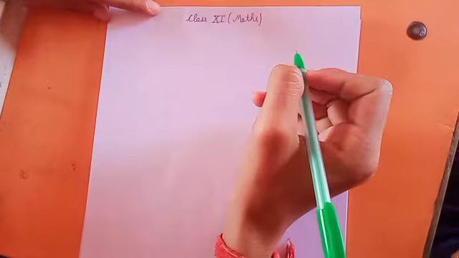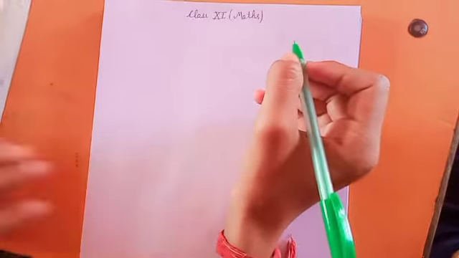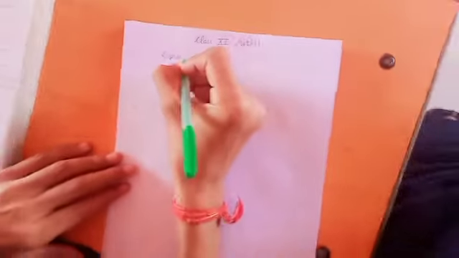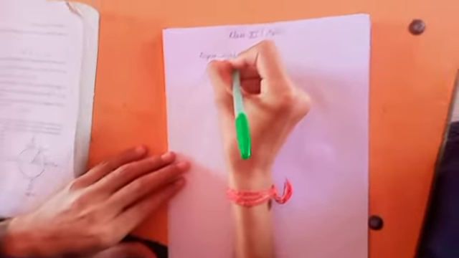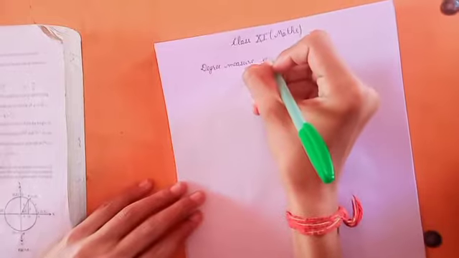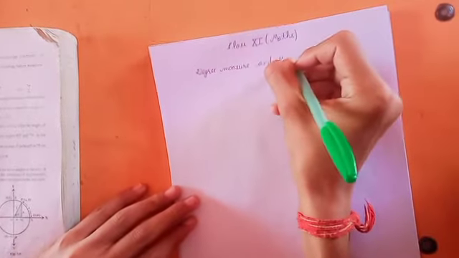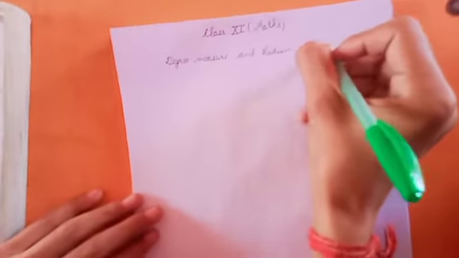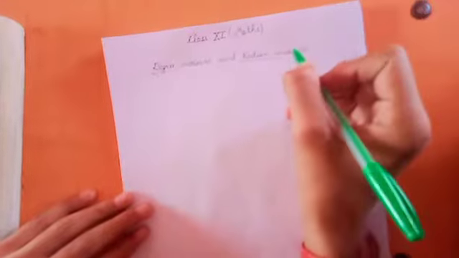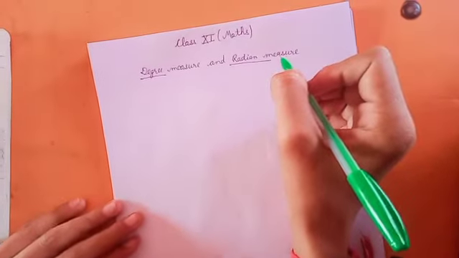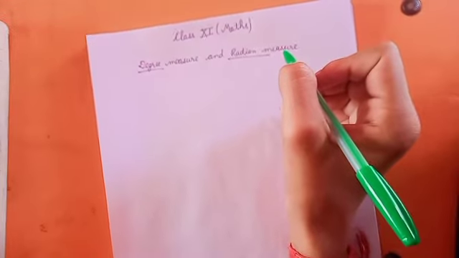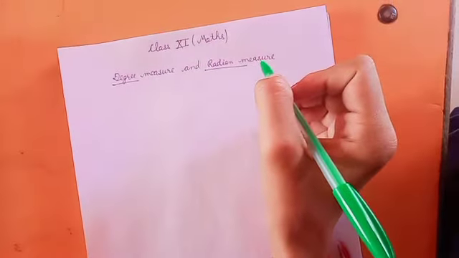In the last video we studied about degree measure and radian measure. These are the ways to measure any angle. In this video we will discuss trigonometric functions, their signs, and domain and ranges.